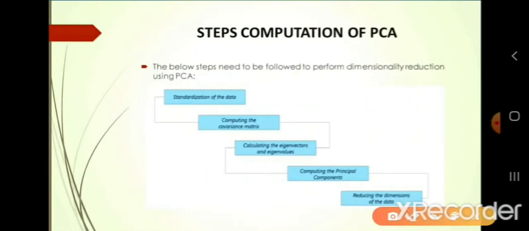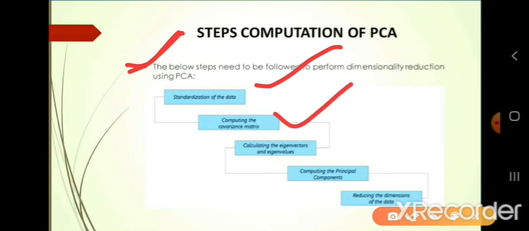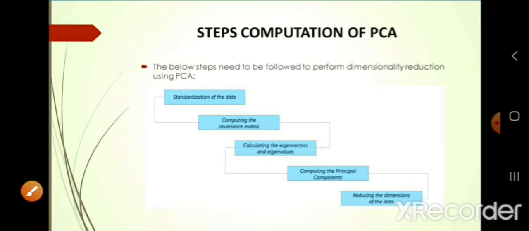Next, the steps used for computation of principal component analysis. Number one is standardization of data, then computation of the covariance matrix. Next is computing eigenvalues and eigenvectors. Next is computing the principal components, then reducing the dimension of the data. So there are five steps. We will study these steps in detail.